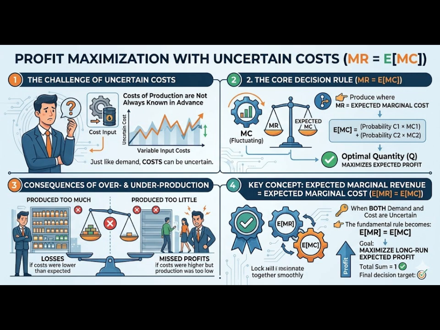When both demand and costs are uncertain, then what happens? In that case, what we're looking for is expected marginal revenue equal to expected marginal cost. EMR is equal to EMC. And that's the formula for decision making under total uncertainty. Uncertainty of demand and uncertainty of cost.